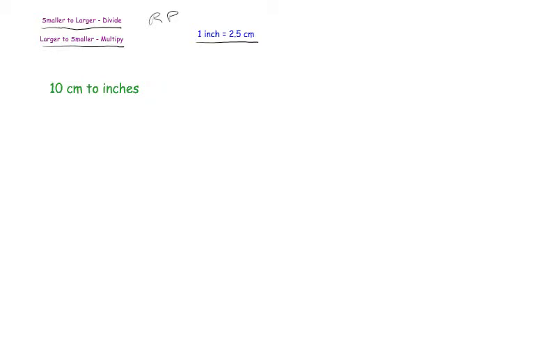So doing the smaller to larger rule, we would take 10 centimeters and we would divide by 2.5, because when you are going from centimeters to inches, the centimeters are smaller than inches. So we're going from a smaller unit of measure to a larger unit of measure. And that answer would be 4. And don't forget to label your answer, so you would have to write 4 inches.